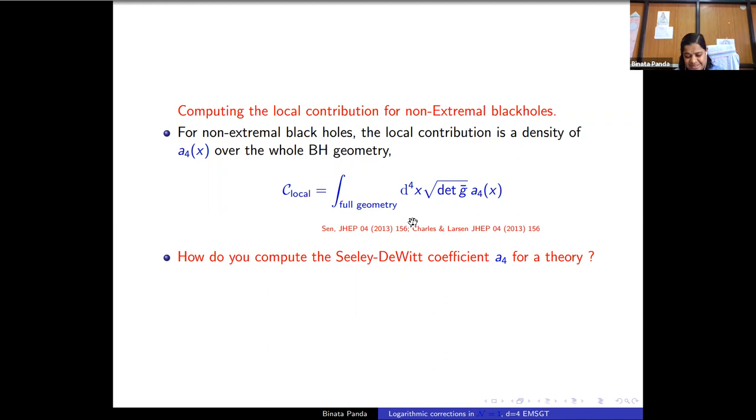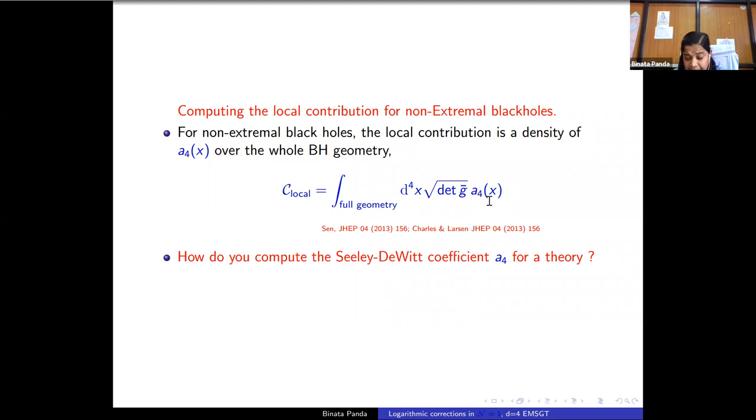The next question, basically, just a minute, let me finish this slide and then I'll go back. The whole aim to compute this log correction now boils down to computing the Seeley-DeWitt coefficients, the A4, for any theory. Because if you know A4 for that theory or for that particular black hole, then you can compute the log correction, basically the local part. The zero mode contribution is a counting problem and you have a formula for that. So if you want to calculate the logarithmic correction for a particular black hole or theory, you should know how to compute this Seeley-DeWitt coefficient A4 for the theory. Fine? Okay, your question please.